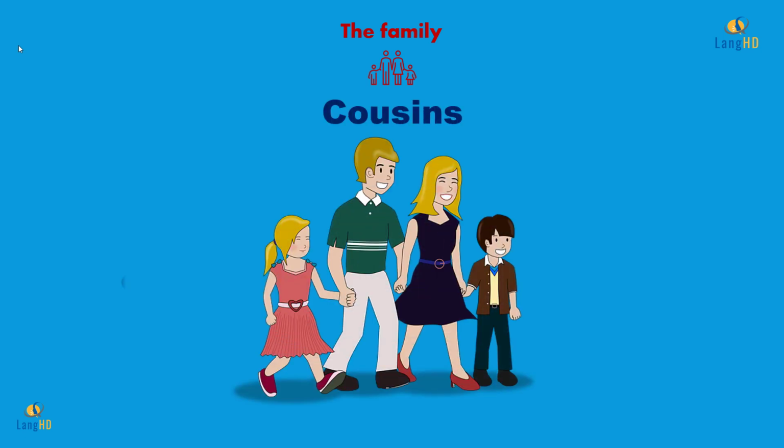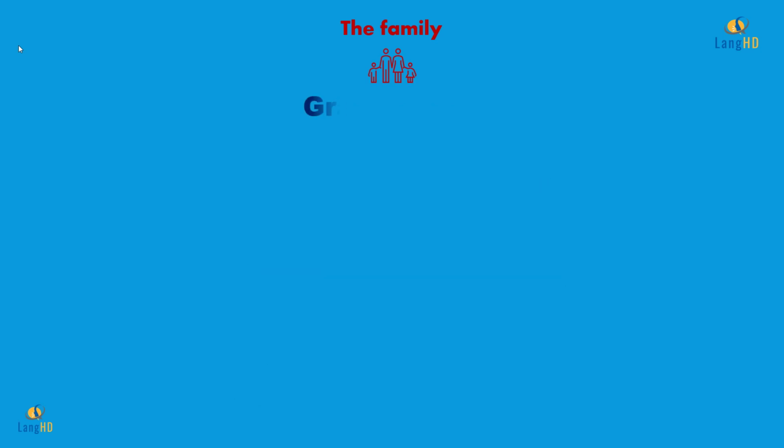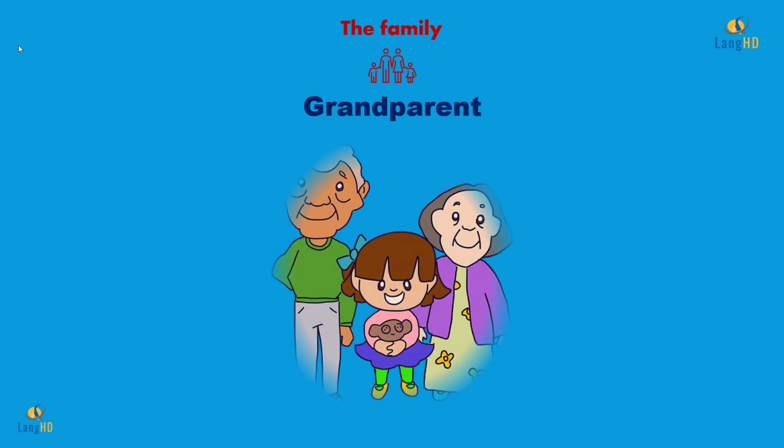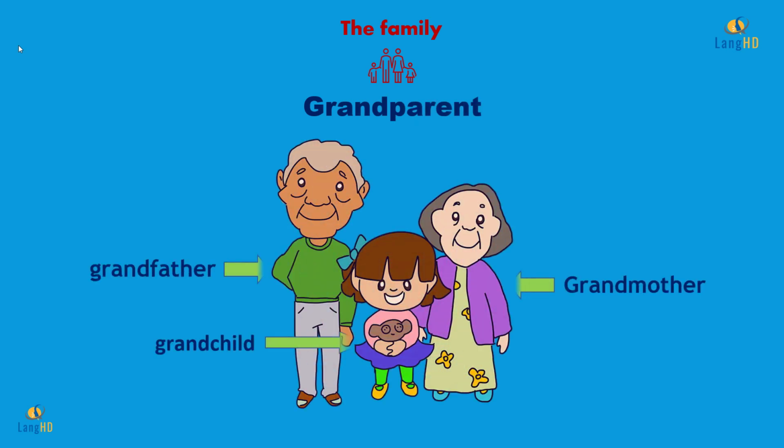We have cousins. Your cousin is the child of your aunt or uncle. Next, we have grandparents. Grandmother and grandfather. These are your parents' parents.